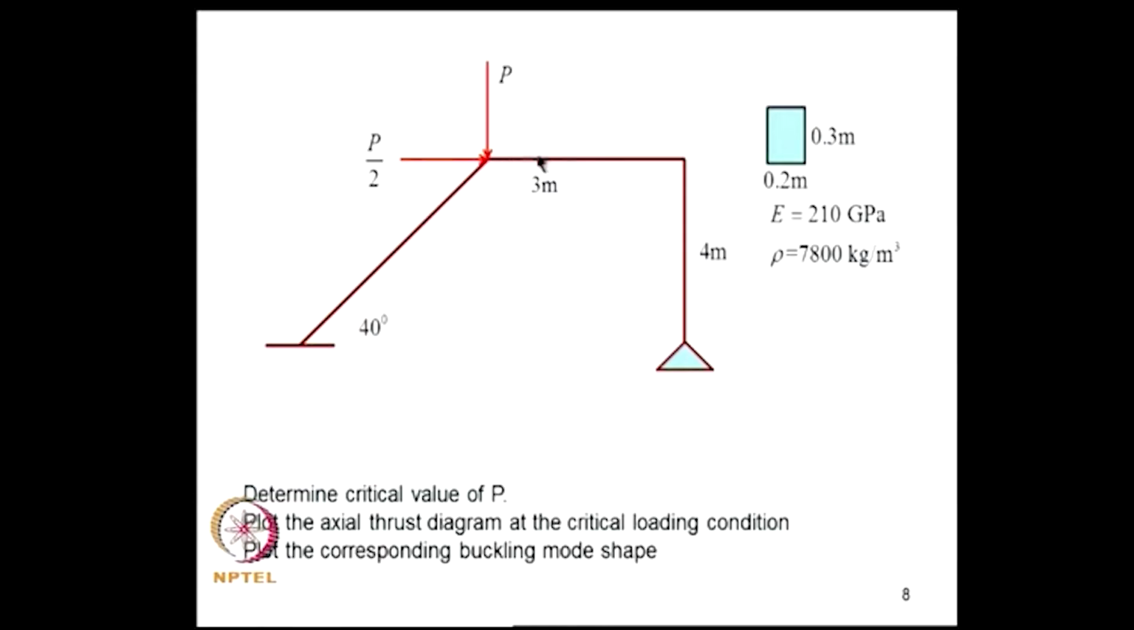We will consider a frame made up of 3 members, which is loaded as shown here, and the cross sectional properties are given here. The problem is to determine the critical value of load P, then plot the axial thrust diagram at the critical loading condition and plot the corresponding buckling mode shape. So, you could use 3 elements, one element for each member.